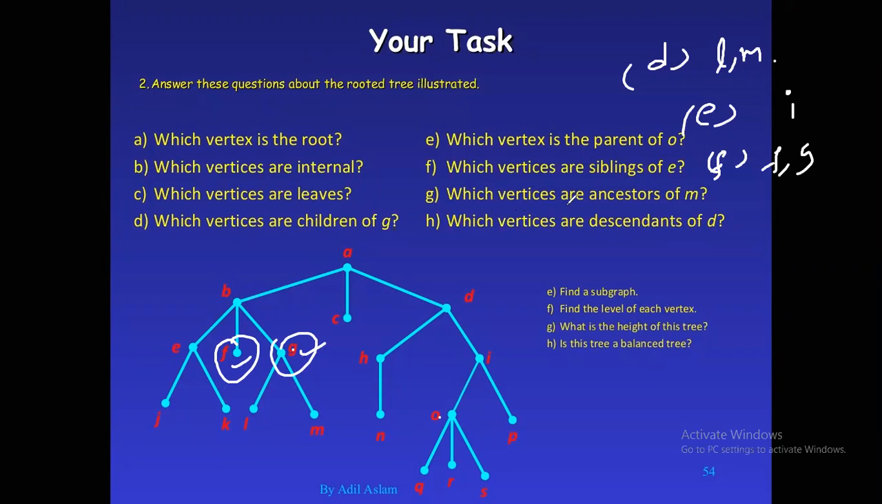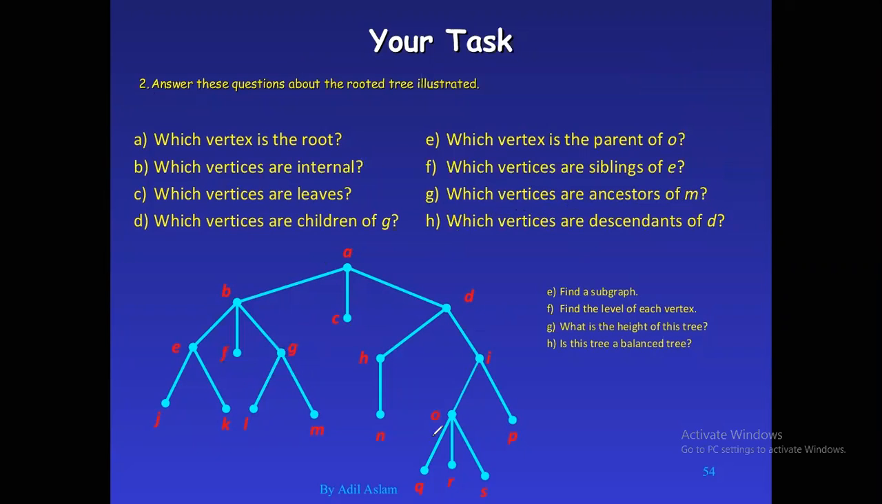Next, which vertices are ancestors of M? The question is G. Which vertices are ancestors of M? When you come to M's ancestors: G, B, A. So this answer is G, B, A.